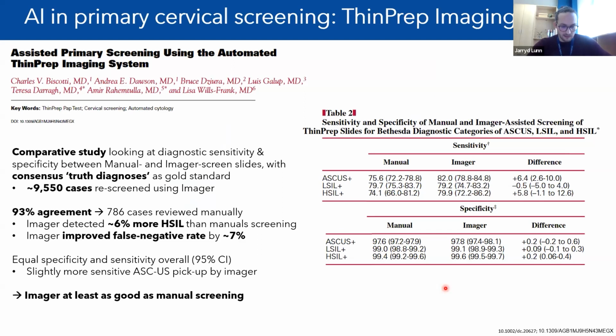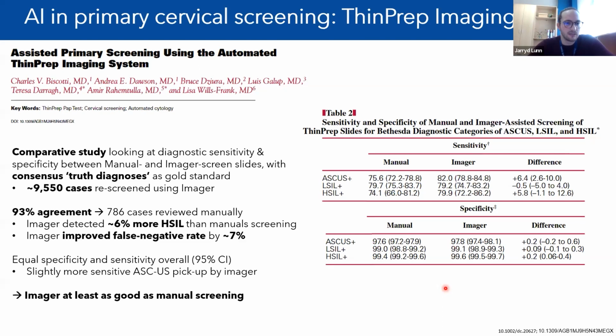And so when the system was first assessed, there was a comparative study that looked at the diagnostic sensitivity and specificity between conventional manual and these imager-screened slides, using consensus truth diagnoses for cases that had been screened. I think in this one it was initially by 3 pathologists. There were some 9,500 cases that were used, and they found an initial 93% agreement, which left about 780 odd cases to be reviewed manually.